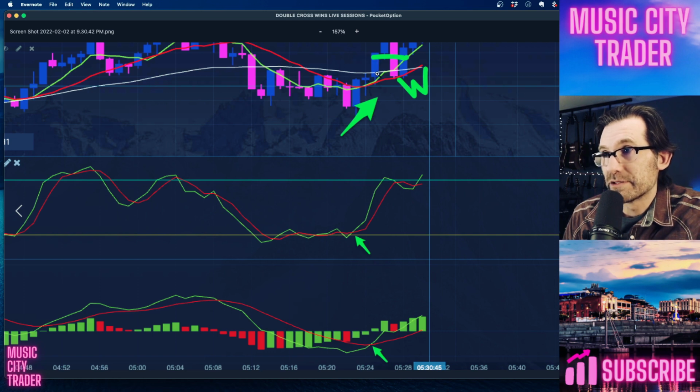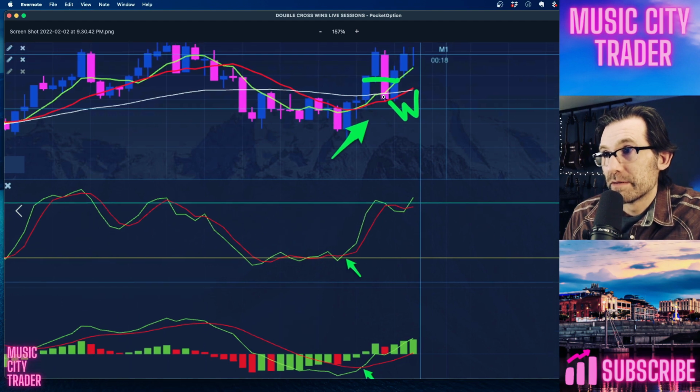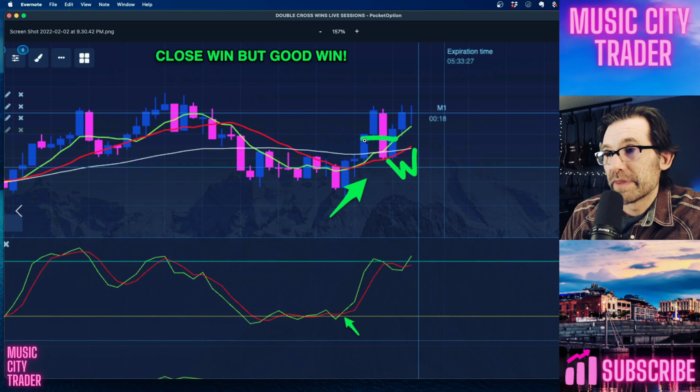I was a little late on this entry, actually. I should have entered right here. I would have won, but then again, I might have lost because this red candle came out of nowhere. So the thing is, I waited for the confirmation on this cross, and it was up, and it probably crossed over as that blue candle rose up. I snapped that win. And then it went up, it went down like crazy.